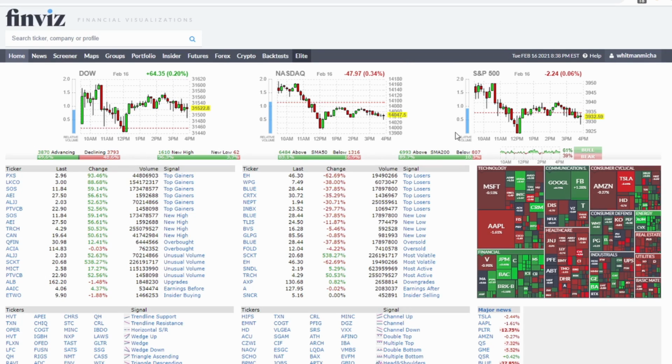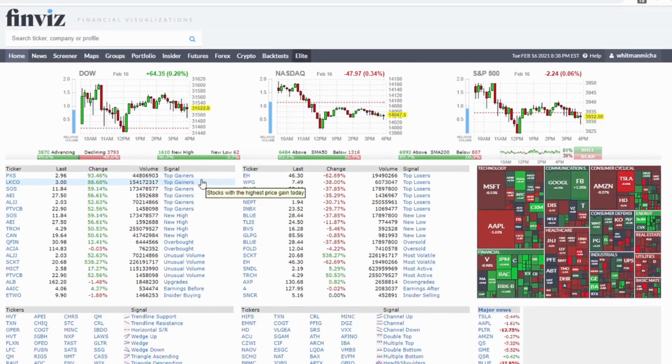So, we've got the indexes on top. We have a heat map right over here on the right-hand side. We can kind of see where the money's flowing and where it's leaving, as far as sectors are concerned. And then underneath that, you can see we actually have a lot of information right here. You can see the top losers, the top gainers. This is especially great information at the market open.